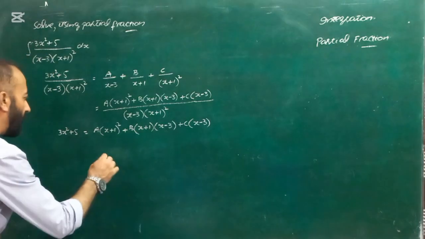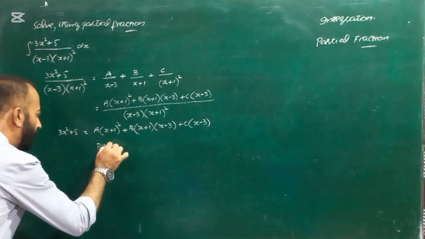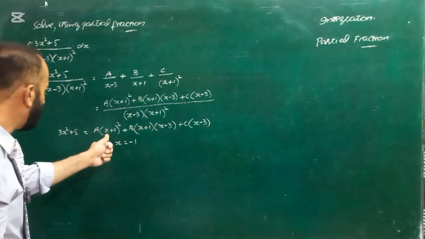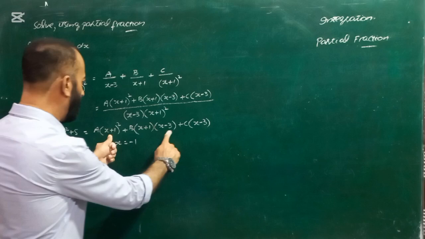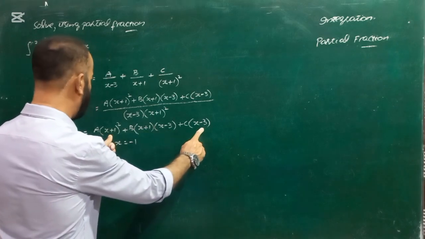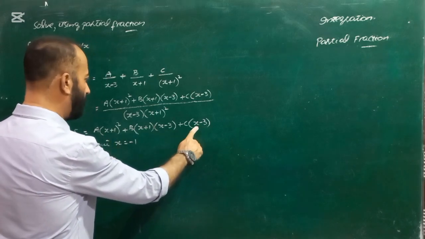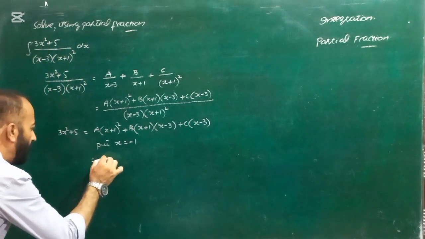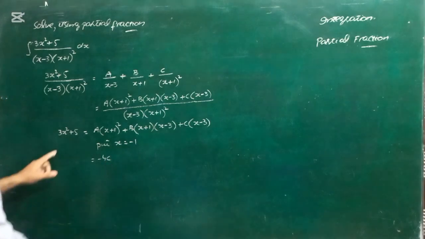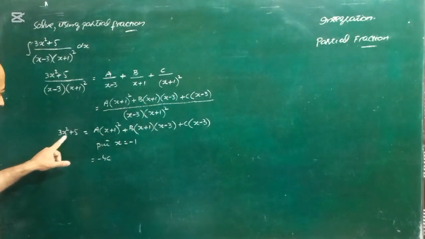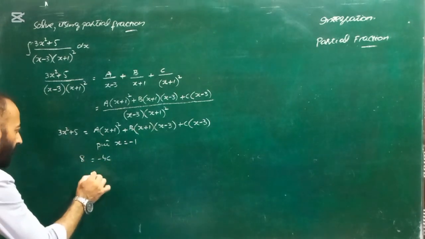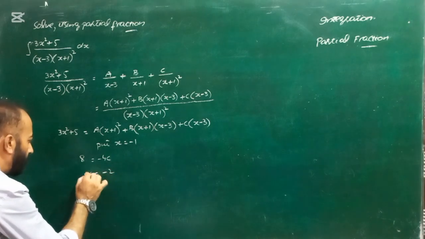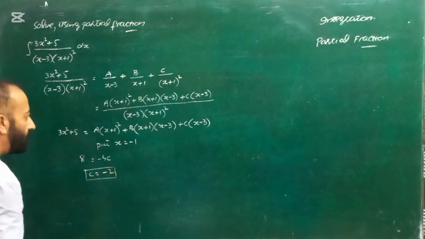At this step, put x equal to minus 1. Because of this, this factor will be 0, this factor will be 0, and this will be left, because after putting minus 1 here, it will become minus 4C. So on the right hand side we have minus 4C, and minus 1 will be placed on the left, so it will become 3 plus 5, that is 8, and C will be equal to minus 2. So this is the answer of C.